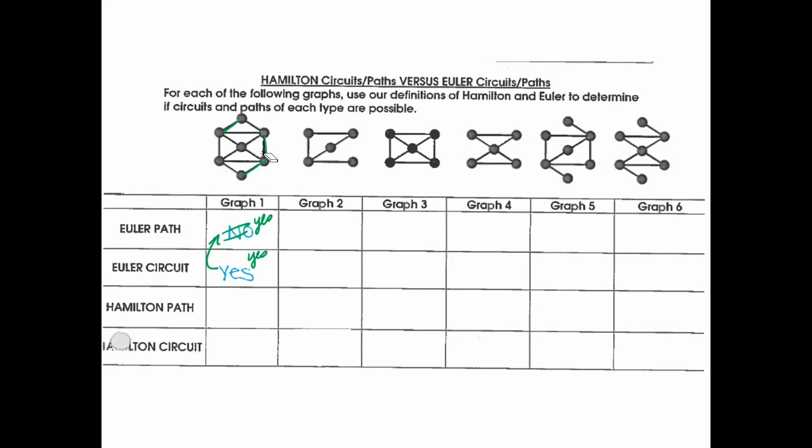Now let's try the Hamilton's path. Hamilton means that you can only touch the dots once. So let's see. Once, okay, so far so good. Oh, perfect. It works. Now, did I end up at the same point? Yes, I did. So yes, yes, yes, and yes. Now let's try graph number 2.